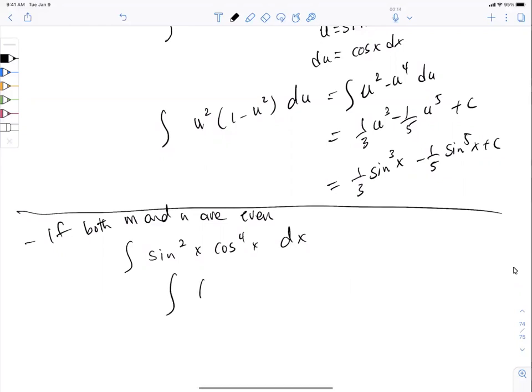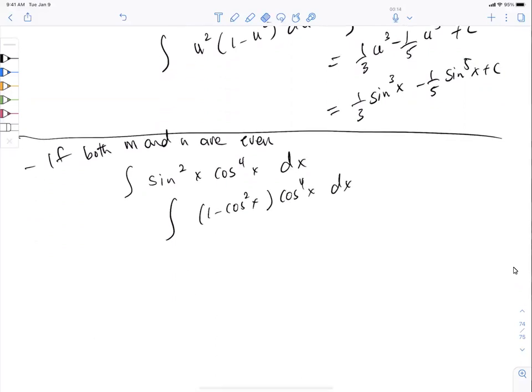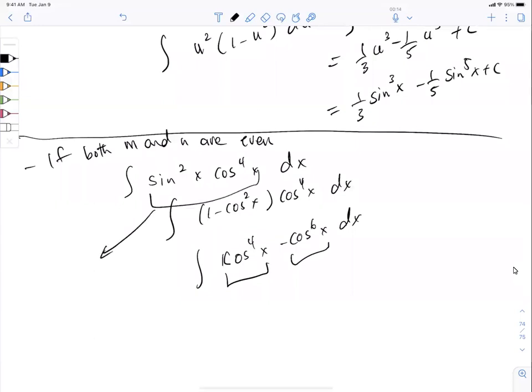So I can change this to 1 minus cosine square. And then do reduction of order on those two. Or you could have just done reduction of order on each of those and then take it from there. As I said, this is not a very pleasant problem, but this is at least a way of doing it.